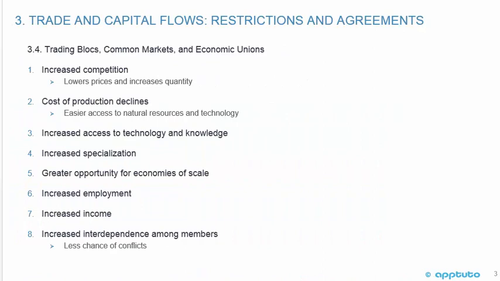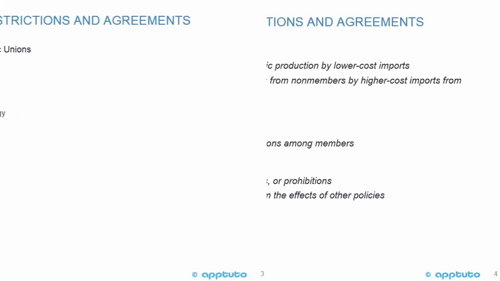Let's look at some bullet points with regards to trading blocs, common markets, and economic unions. First of all, there's increased competition. It will lower prices and increase quantity. The cost of production declines, easier access to natural resources and technology, increased access to technology and knowledge, increased specialization, greater opportunity for economies of scale, increased employment, increased income, but an increased interdependence among members, less chance of conflicts. So these are some of the benefits with regards to trading blocs, common markets, and economic unions.